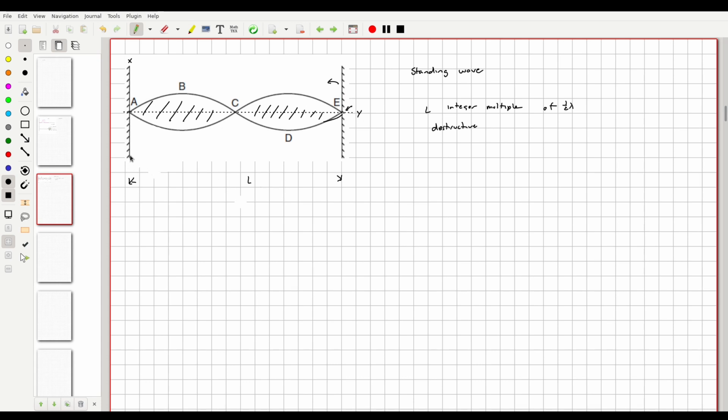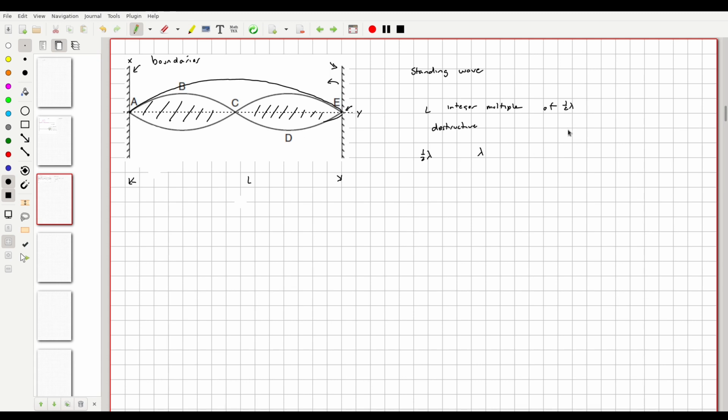Like I said, the distance between one side and the other side, we call these boundaries. So the distance between the boundaries is an integer multiple of a half of a wavelength. So for example, you could fit a half of a wavelength on here, which would look like this. You could fit a full wavelength on here, which looks like this.